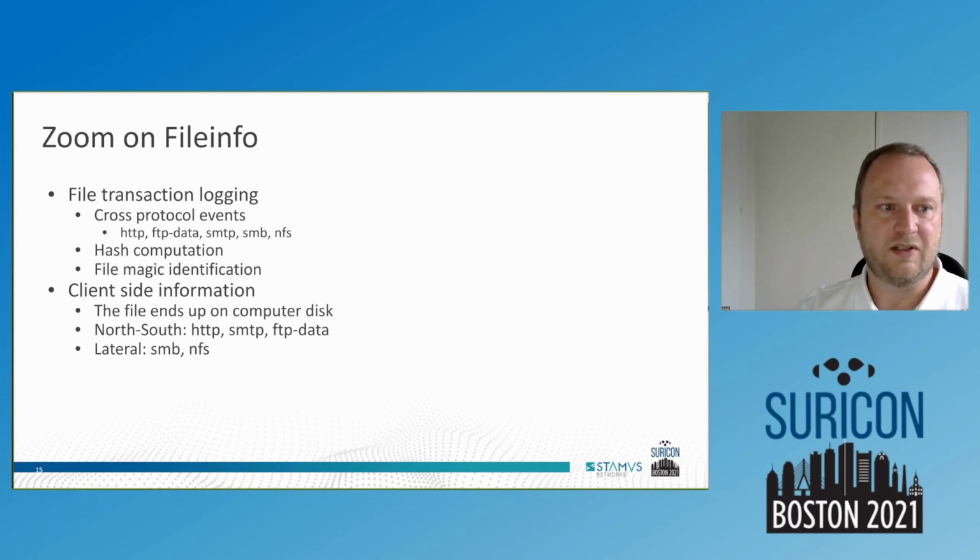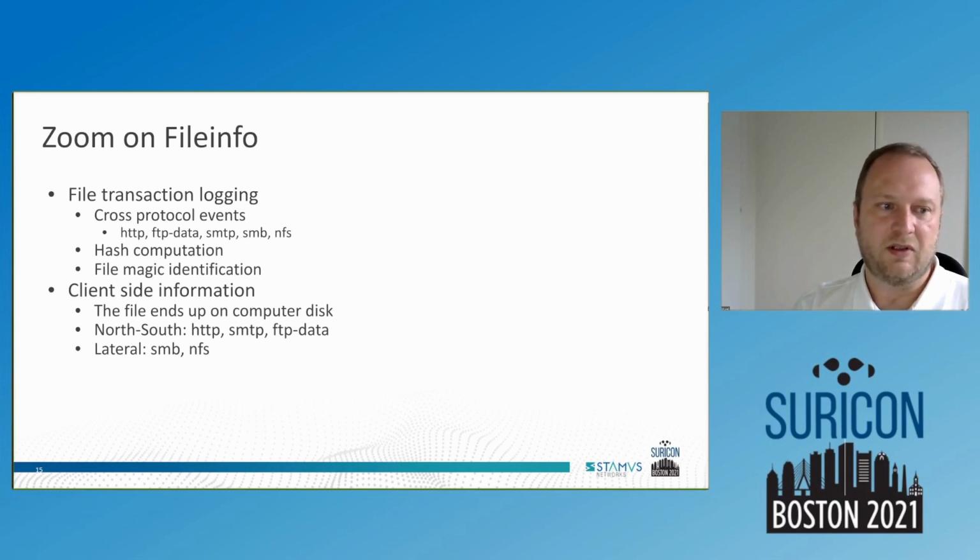This is really interesting because it's a cross-protocol event. This event is available for HTTP, FTP, SMTP, SMB, NFS, so you don't need to work around the request and find the information in another place. As soon as you have a file, you know that you can look at file info and get the same info, like the hash or things like that, in the same place. So that is really convenient.